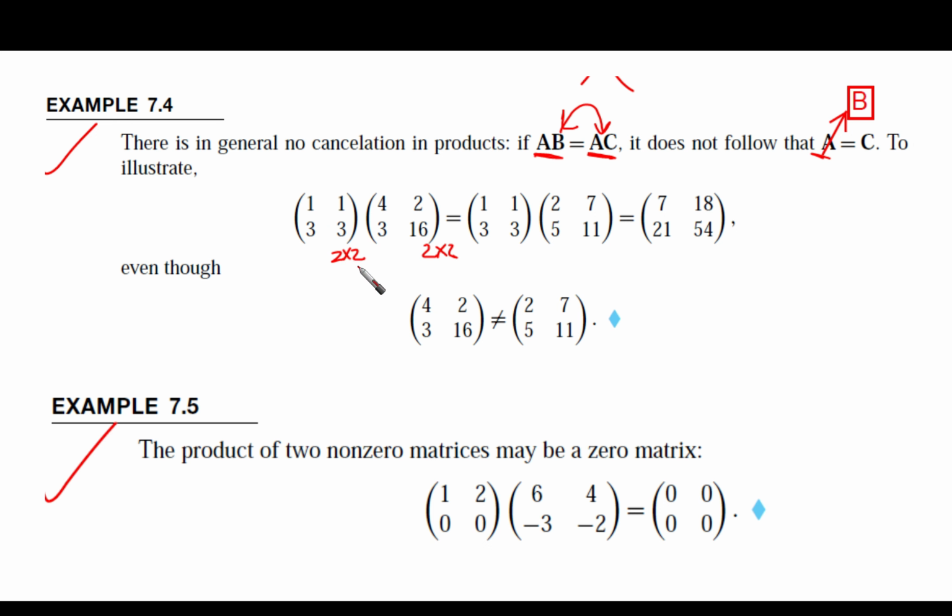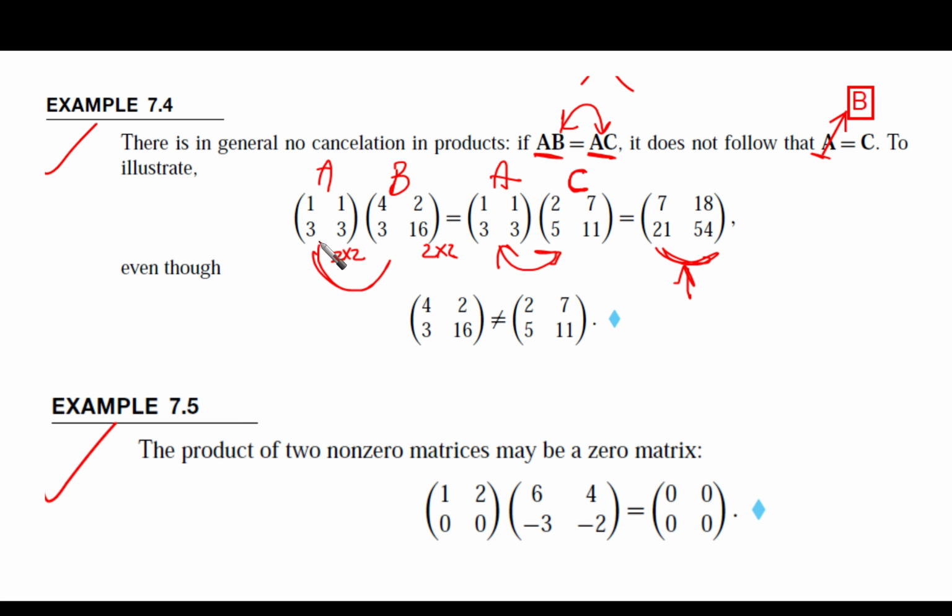If you multiply them, we're going to use the same matrix here, 1 1 1 3 3 as the same. This is the matrix A here, and we're going to use another matrix here which is 2 7 5 11, different than this. So this is A, which is the same as A here. This is matrix B, which is different than C here. If you multiply these two matrices, they are going to give you this matrix 7 21 18 54. And if you multiply A and B, it would give you the same answer. So that's how it goes actually.